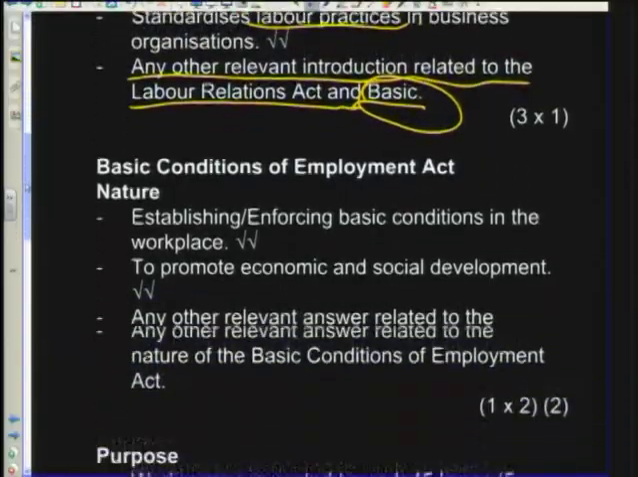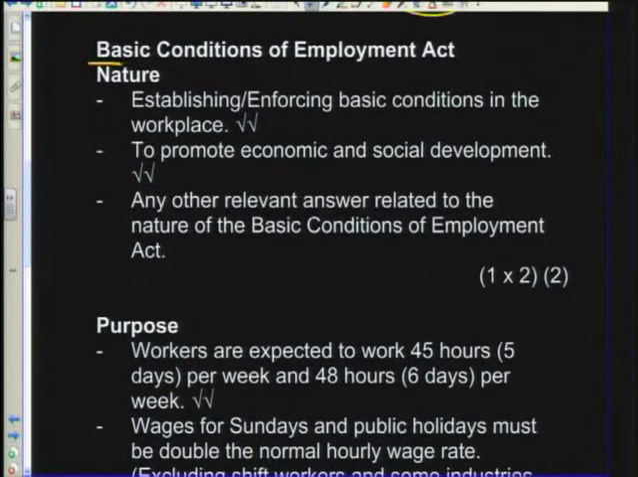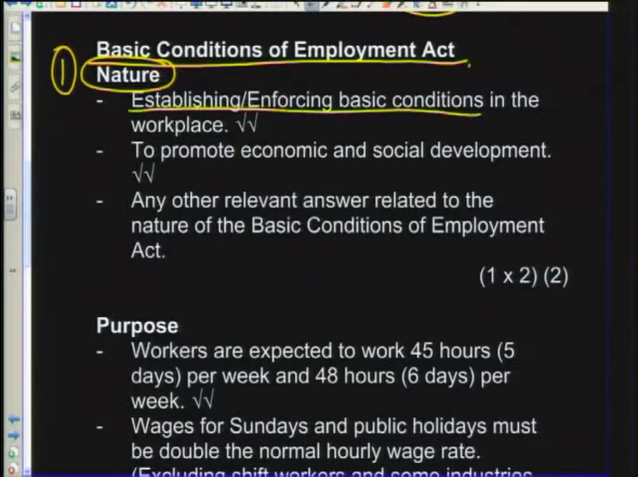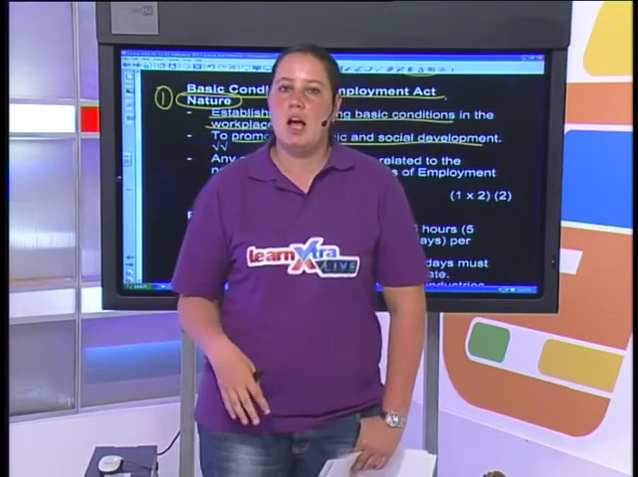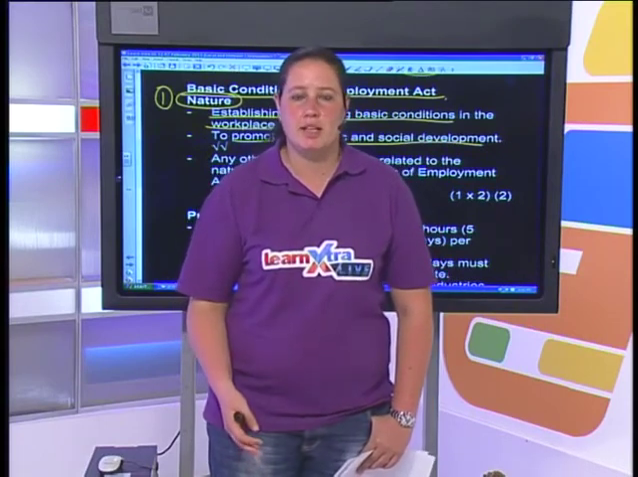So the first part to this, they looked at the Basic Conditions of Employment Act. Remember, we circled the nature, so they went with the nature. So what is this? Establishing or enforcing basic conditions in the workplace. It's to promote economic and social development. And again, anything else that's relevant. Hopefully I can squeeze in and quickly help you figure out how many points to write in your body. Again, you guys stress out about it, and there's nothing to stress about, honestly.